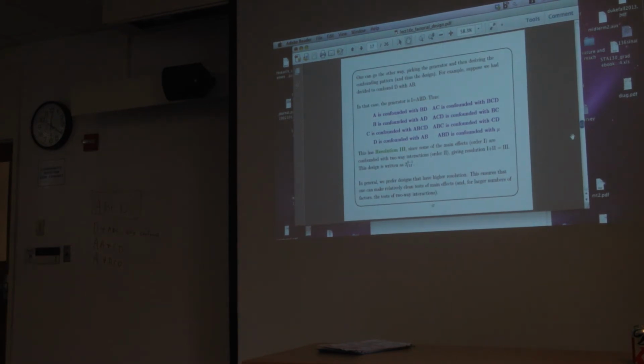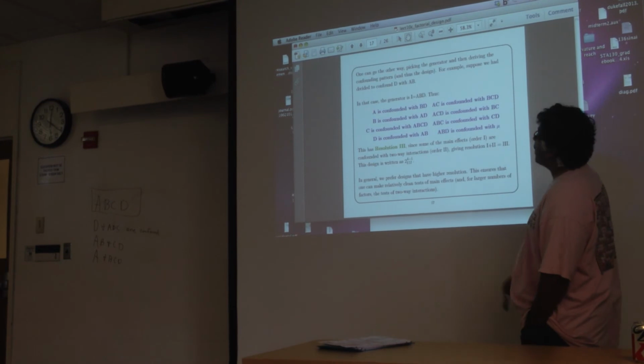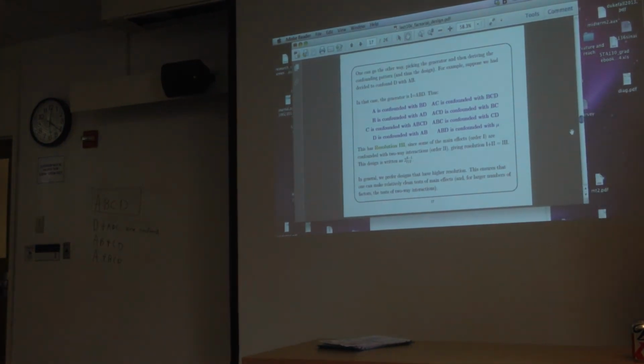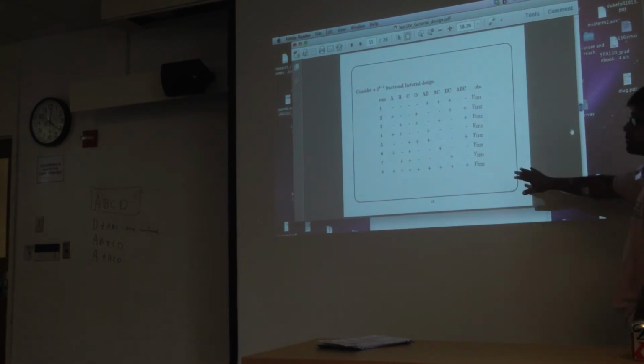So the other thing you can do is you can pick the generator and then you can come back and do the confounding design. Okay? But let's not worry about that so much. We're not going to do that to you, okay? What we would do to you is we give you something like this, right?